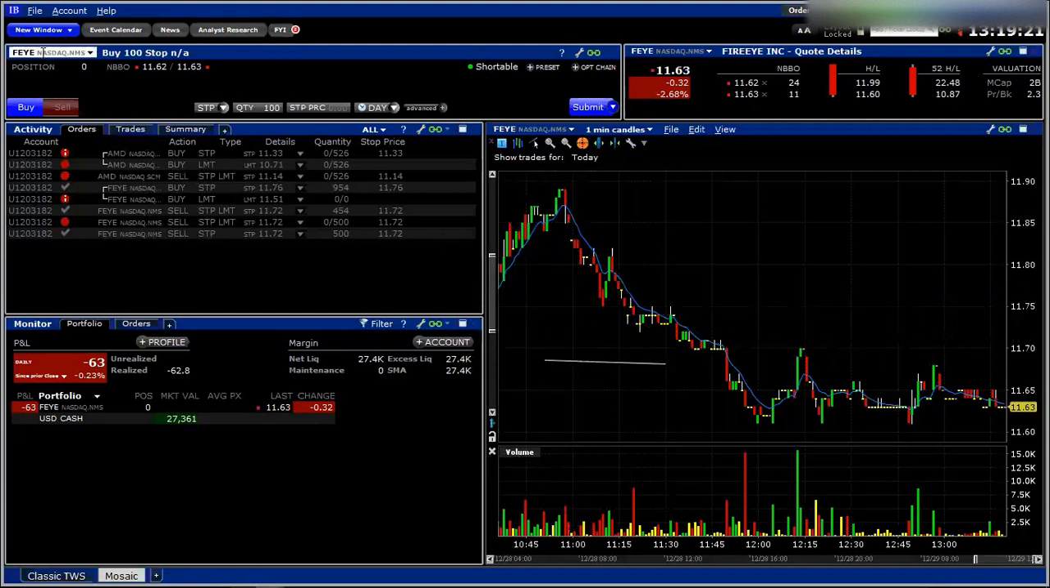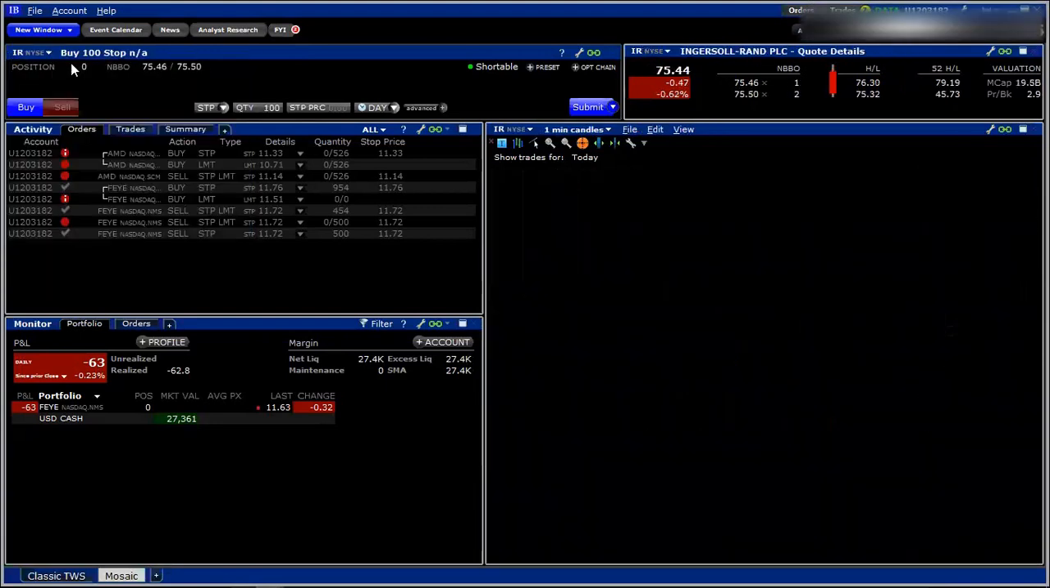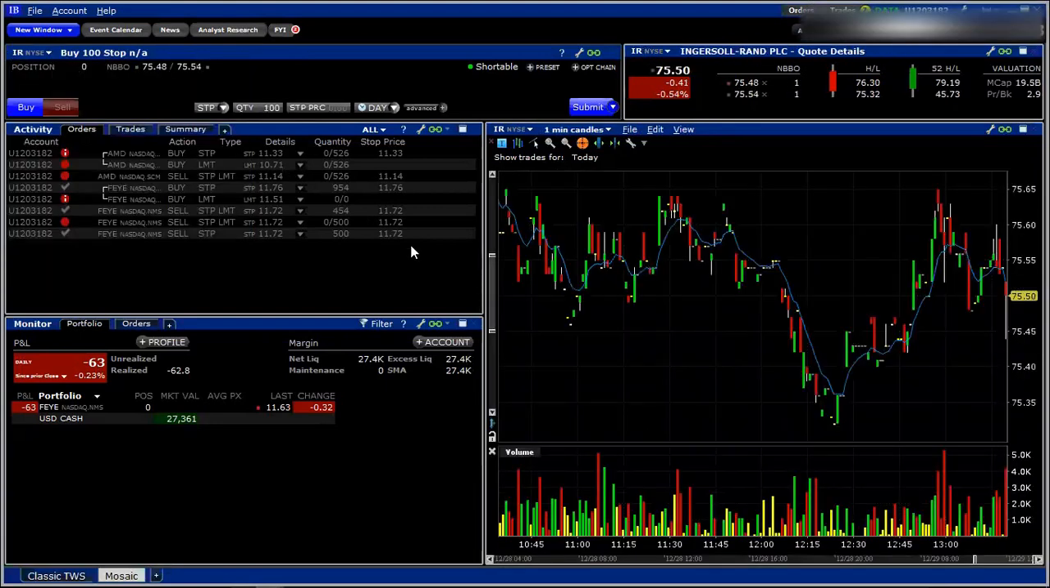Let's go take a look at Ingersoll Rand, ticker IR. So I'm going to type IR, hit enter, and then shift enter. There's a trade I was looking at, and this thing just broke right before I hit record. So I'm going to click on the sell button up here. Let me see if I can get in on a limit fill.